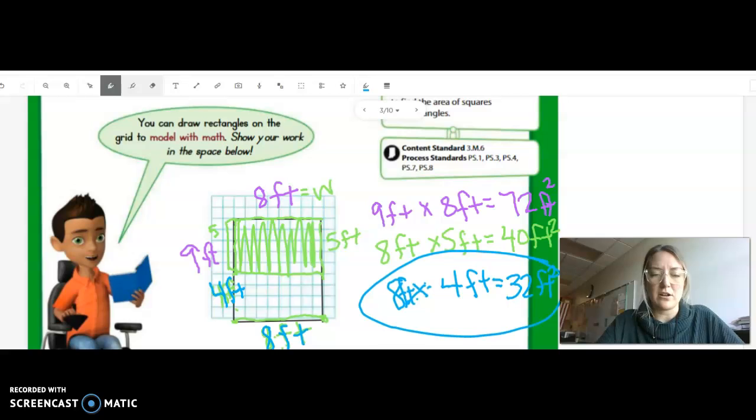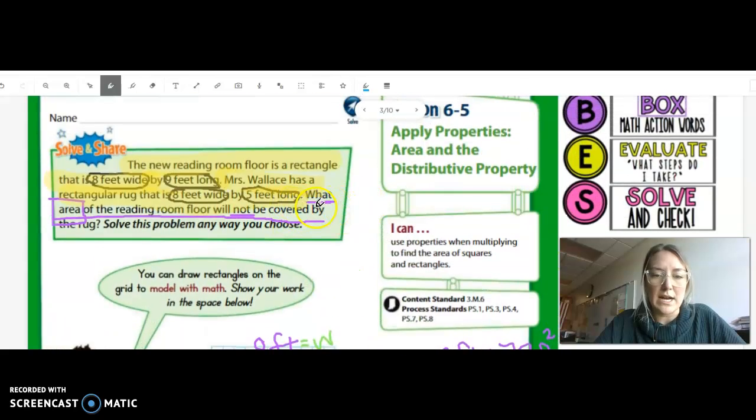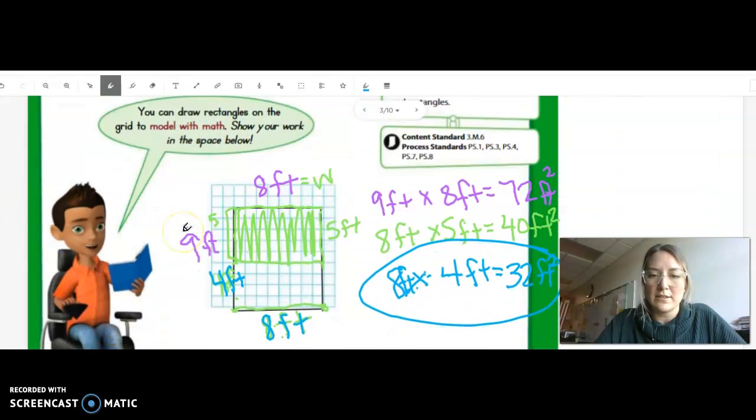Always want to circle your answer. I can check that is my answer by going up, reading the question that we underlined one more time, making sure that it's telling us what area of the reading room is not covered by the rug. Yep, so 32 feet squared is not covered. Once you're finished writing this out, you can move on to the next part of math.